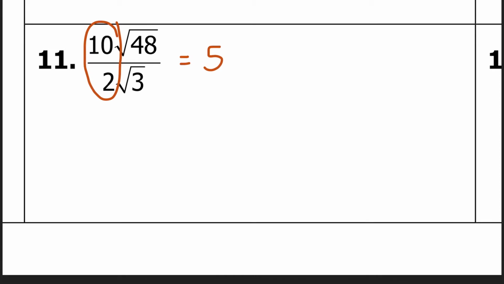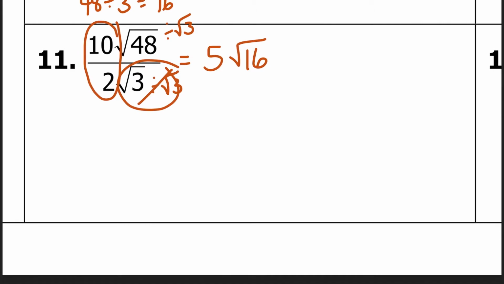But I'll tell you what, I know that 3 goes into 48, and if you don't know that, you can always get out your calculator and try. Like, can I divide this by 3? You'll find out that it's 16. So we'll divide by square root of 3. Remember, a radical has to be divided by another radical. So this is going to be square root of 16, and square root of 3 divided by square root of 3 is 1. So this is still going to be 5 root 16. Well, square root of 16, that's a perfect square, is 4. So this is really 5 times 4, which is 20.